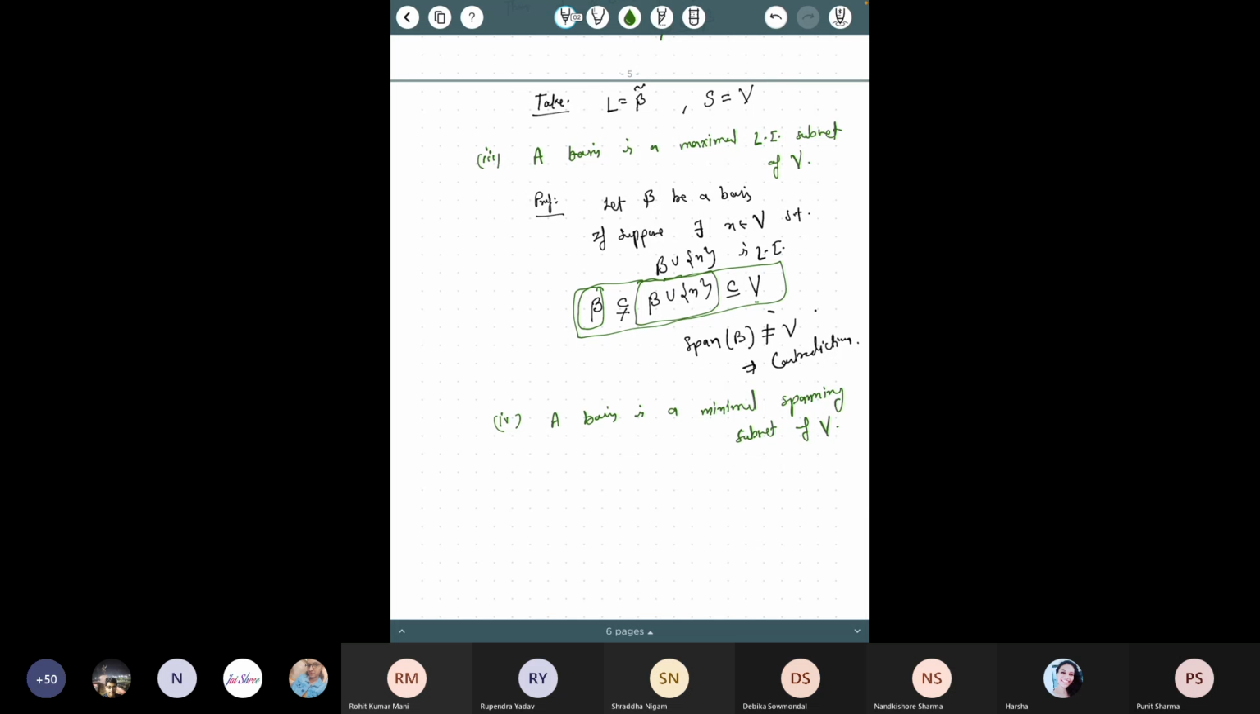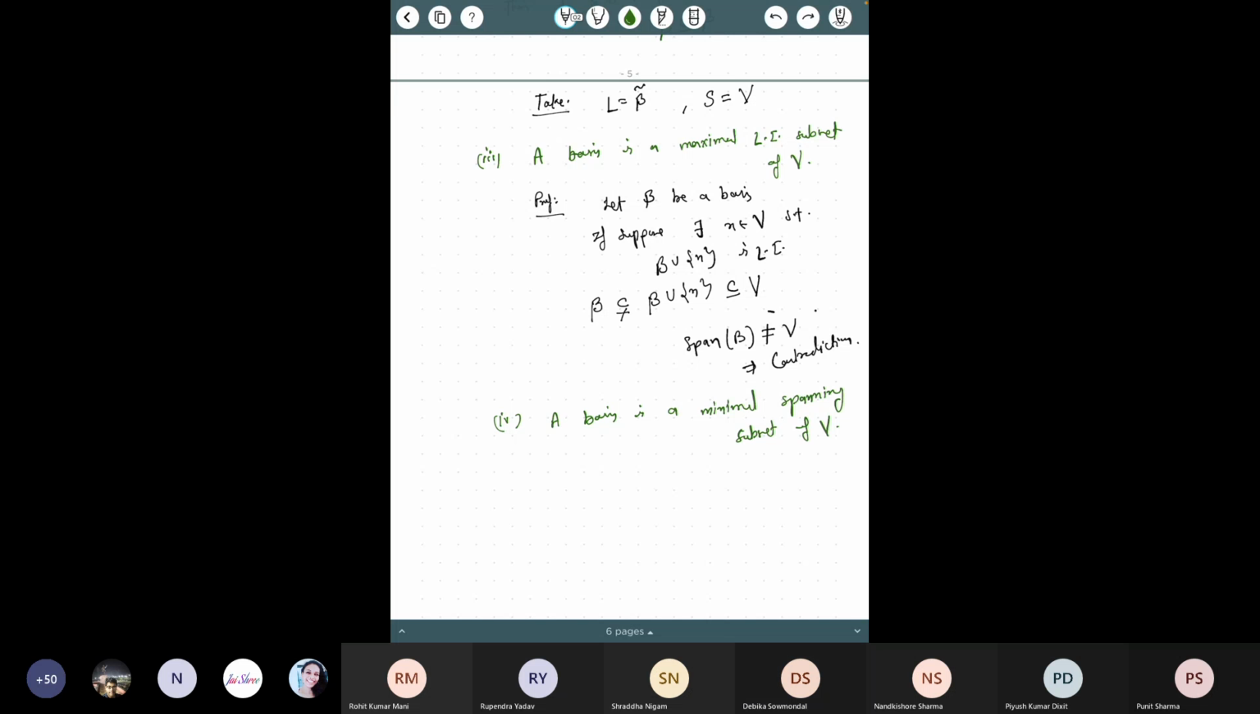Sir, span and span of B union x can also be equal even if it is proper. If you add an element to it that lies in span of B. No. So what I'm saying is that if we take the vector space as R3 or R2 and beta is a basis, then it contradicts.